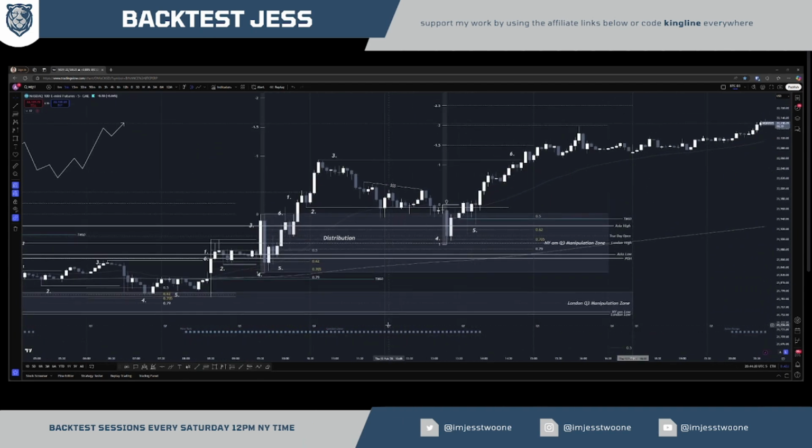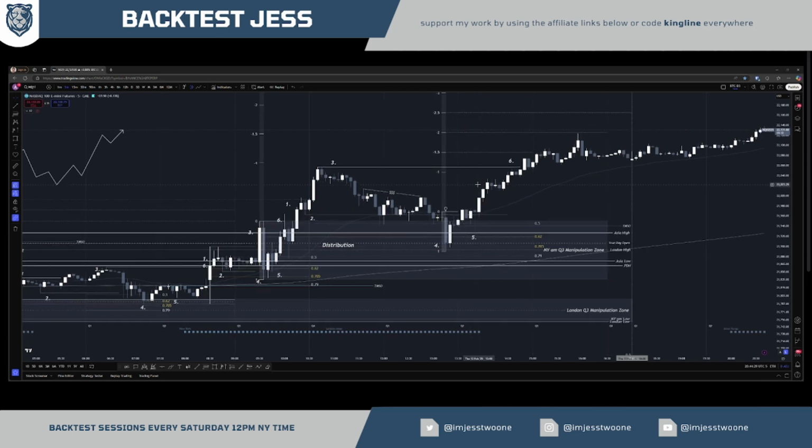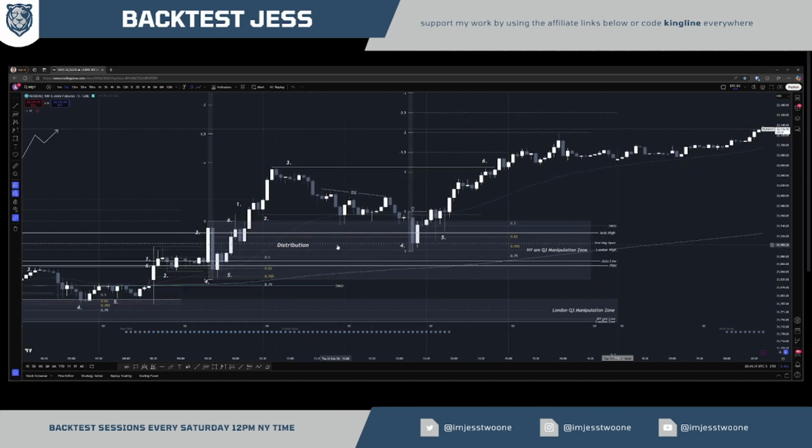And we get a quarter 1 manipulation in the PM session here. So it's come down, we've broken out again, displaced over here, with another SPS count. So 1, 2, 3. The OTE retracement and that breaks 2. And we come back out and we're looking to get in.